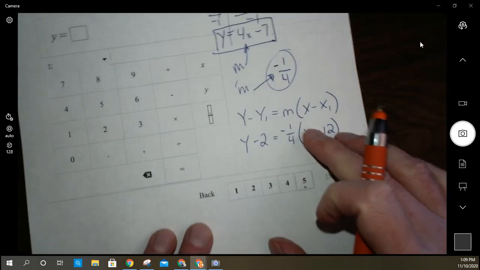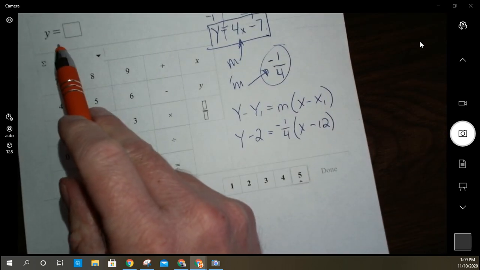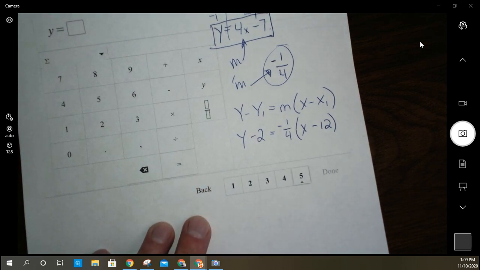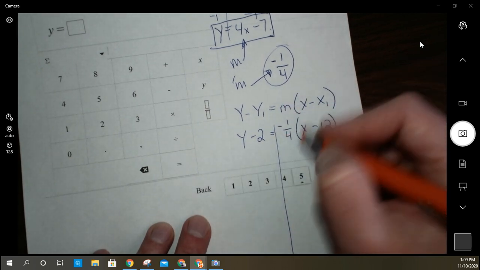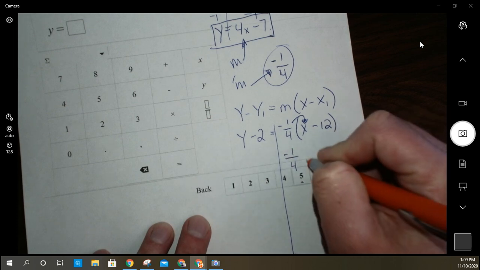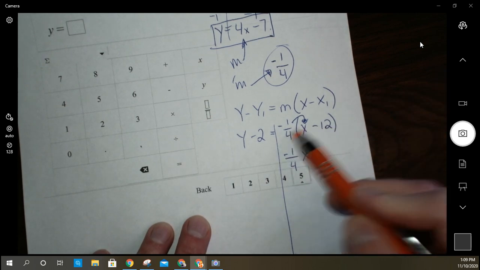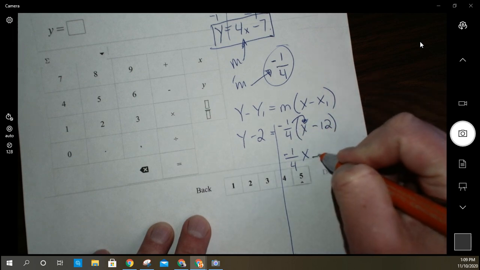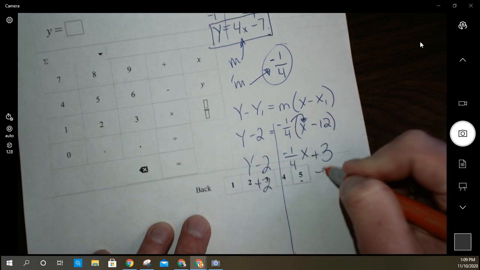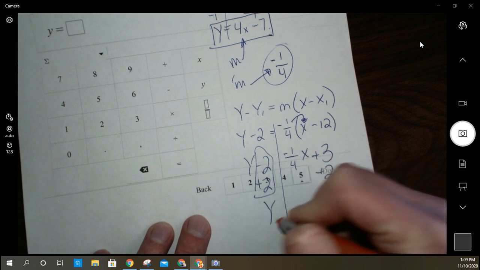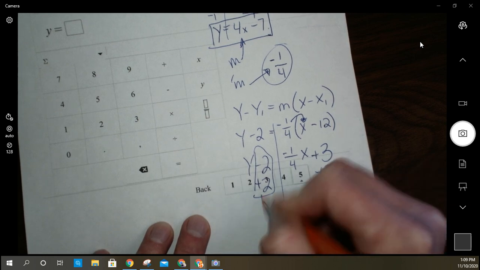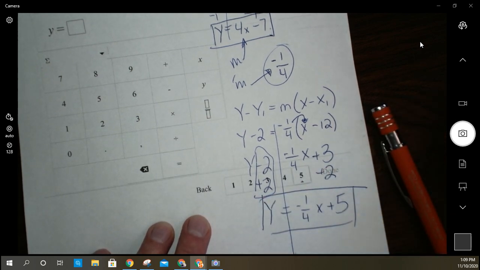And now I just need to go forth simplifying this to get that y by itself again, as that's how our answer wants to be input there into the computer. So let's go ahead and do that. Using our distributive property, we'll multiply negative 1/4 times everything in the parentheses. And lastly, getting y by itself. And that should work.